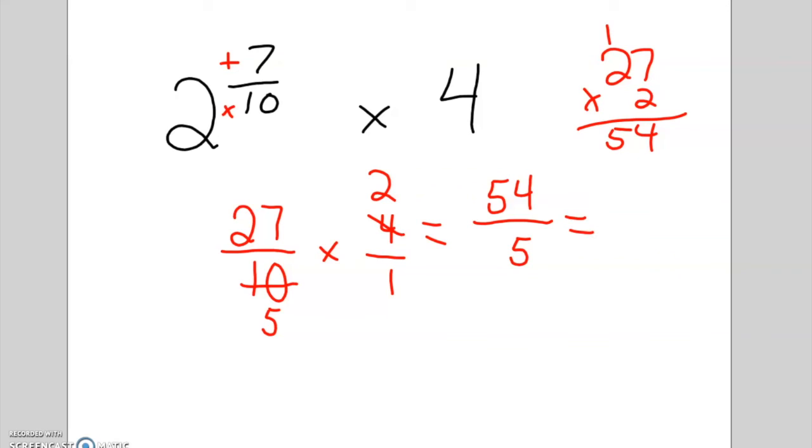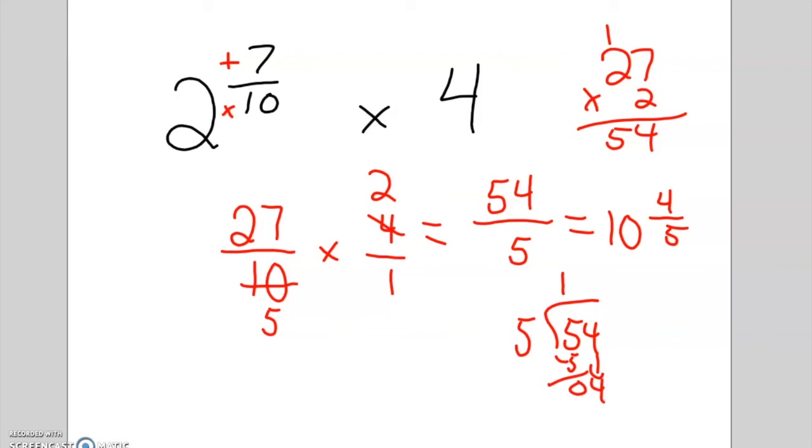What does that equal as a mixed number? Well, how many 5s fit into 54? That's 10. There'd be 4 left over. Bottom stays the same. You divide it out. How many 5s fit into 4? 0. Don't forget that 0. 0 times 5 is 0. Subtract. We have 4 again. Remainder 4. So as you can see, that is the correct answer.